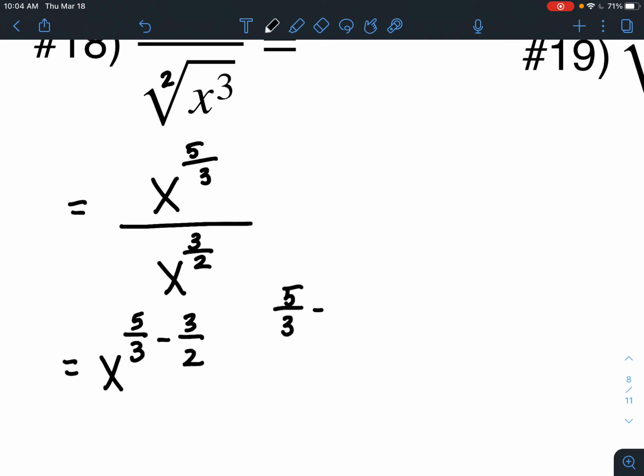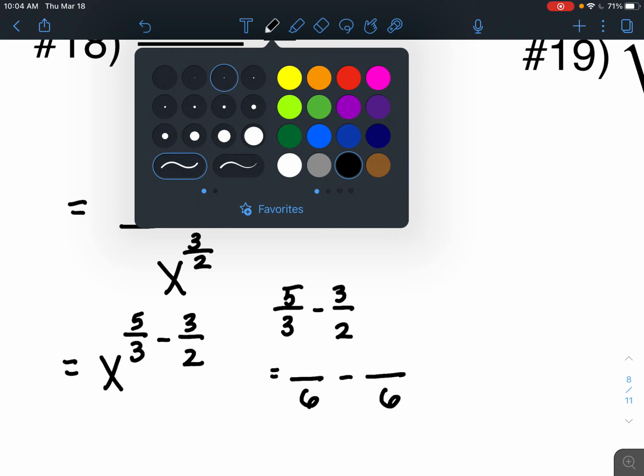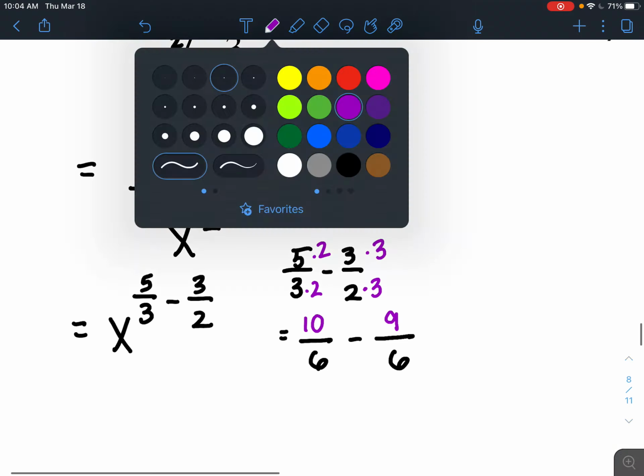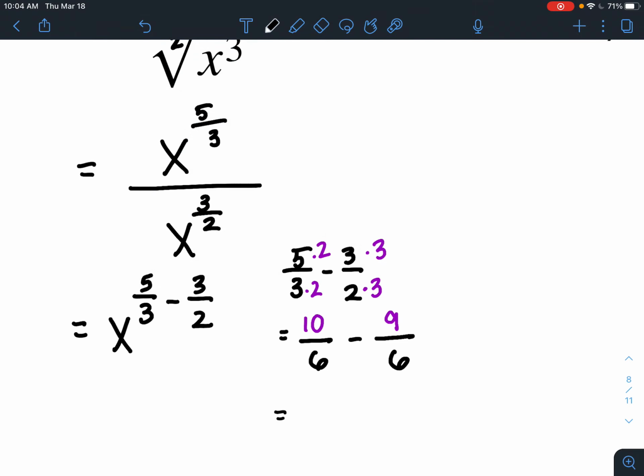Let's go off to the side to do some fraction work. So my common denominator is going to be a 6. Make our pen a little narrower too. So I'm going to multiply this fraction by 2 to get 10, and this fraction by 3, so I get that 6 back in the bottom and a 9 in the top. So now I'm going to get 10 minus 9 is 1 over 6. So I'm going to get x to the 1/6 power.